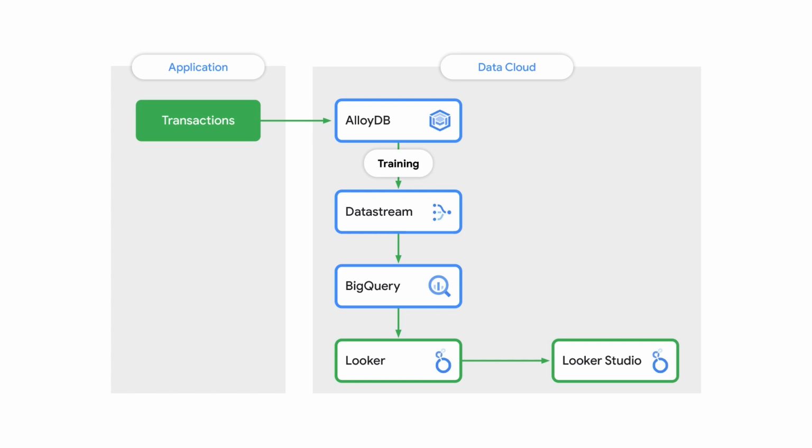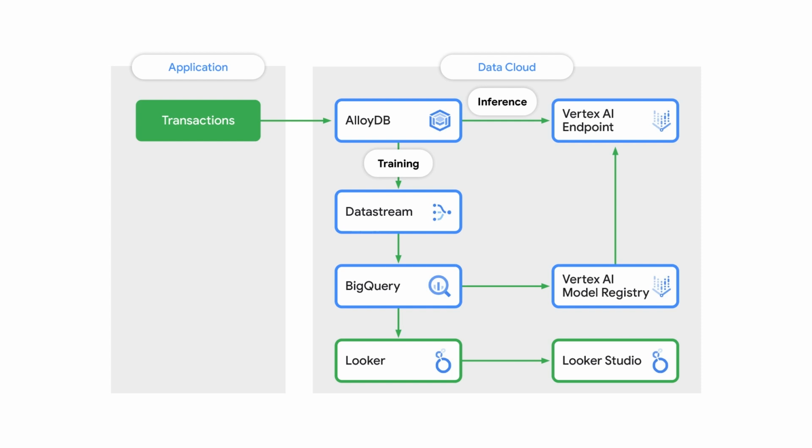First, let's start with the existing application. You are already using AlloyDB as your database and storing your retail transactions there. You might also have a database pipeline using DataStream that is replicating data to BigQuery for offline analytics, and maybe even a Looker dashboard for reporting. Now, we'd like to start incorporating ML to predict whether our retail transactions are fraudulent.